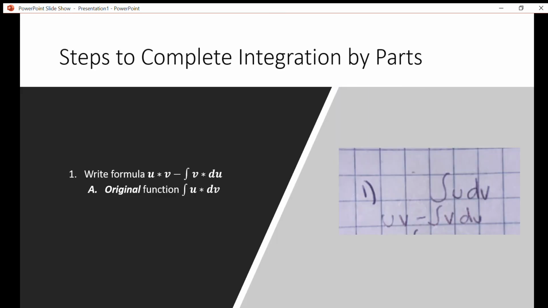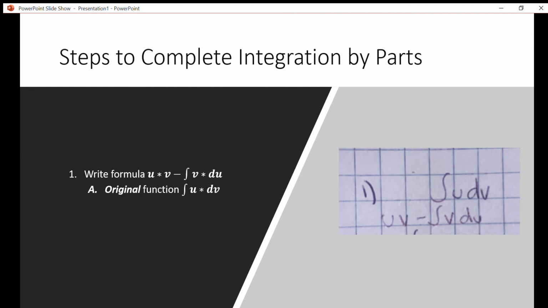Steps to complete integration by parts. The first part we need is our formula. Our original function is the integral of u times dv, which we can see here where it says number 1, u dv. What we will have as an end result is what we see: uv minus the integral of v du.